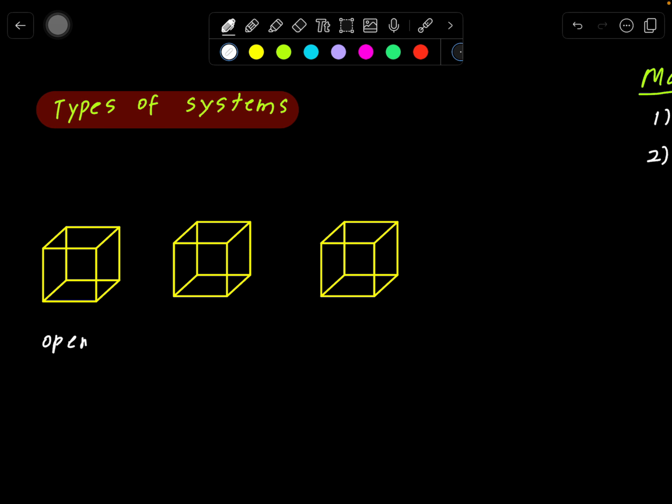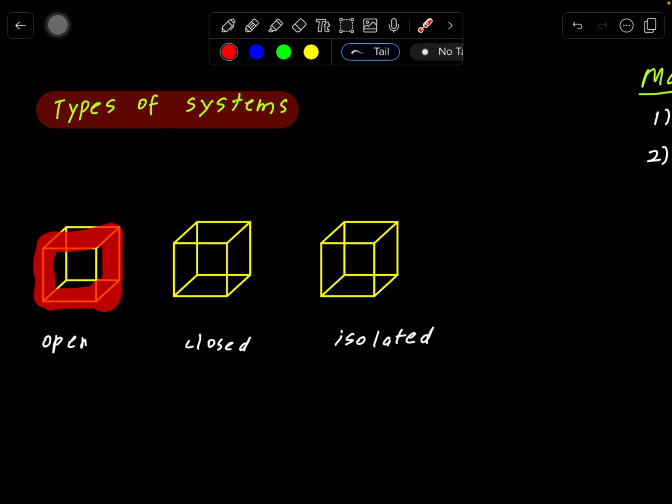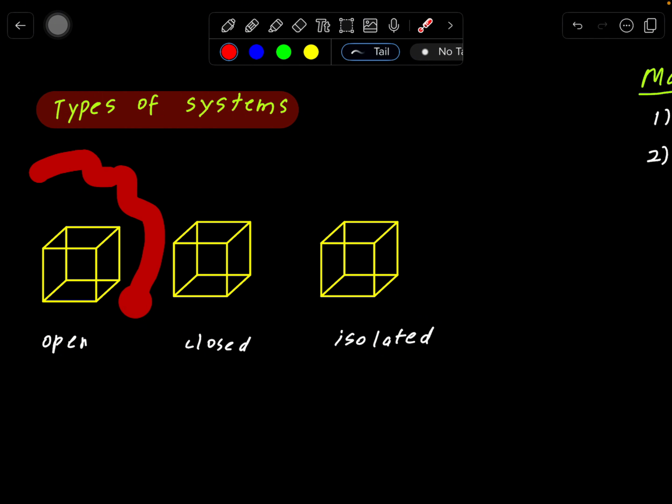Secondly, we have a closed system. And thirdly, we have an isolated system, and that's the one that we usually refer to. So, a closed system is the one in which energy and matter are allowed to be exchanged with the surrounding. Okay? So, this is your system. This is your area of observation. Okay? And the rest of it is referred to as the surrounding.